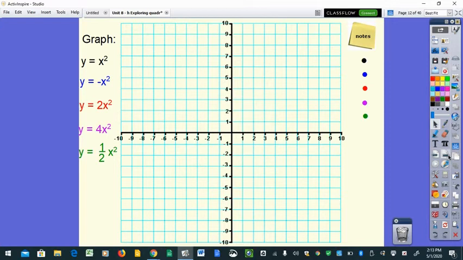The other thing before you graph them is to kind of guess, kind of make a hypothesis about what you think is going to happen with the -1 or the 2 or the 4. What will happen to the graph? How will it transform the graph from the parent function? Okay, let's take a look and see how you did and if you understand what's going on here.